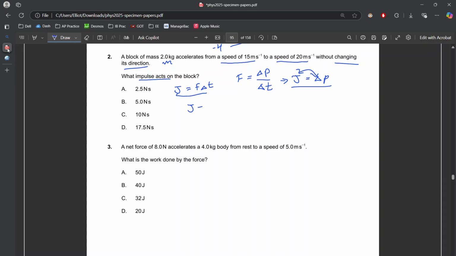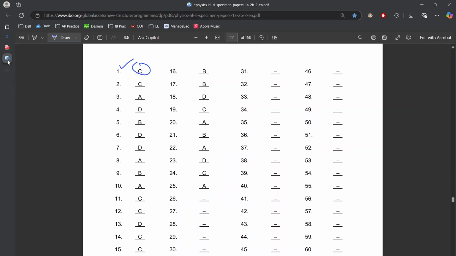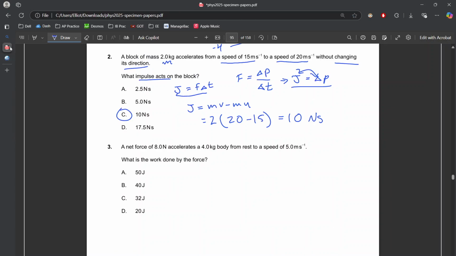Anyways, so your J is going to be equal to your mass times your final velocity minus your mass times your initial velocity, because it's a change in momentum, which means it's just going to be 2 times (20 minus 15), which simplifies to 10 newton seconds. C and C. Excellent. So far, so good.